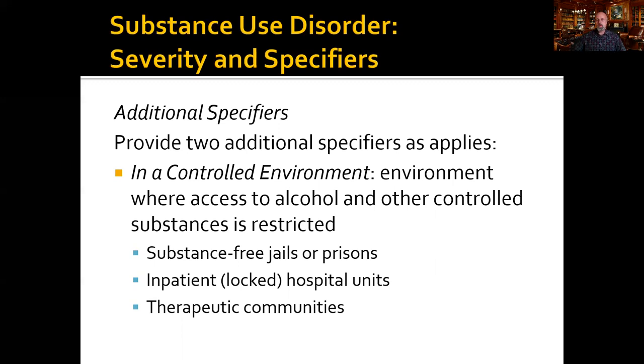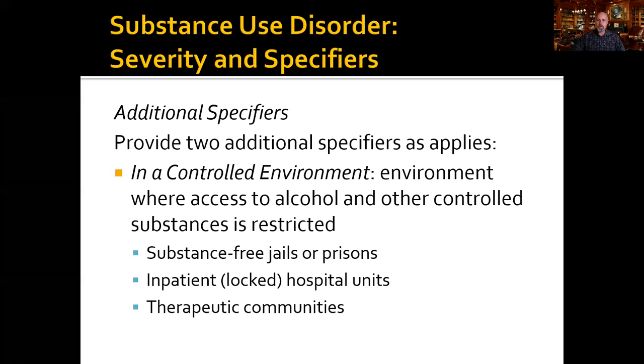A therapeutic community would be a sober living facility in which you are UA'd, daily or regularly or randomly. So they are controlling the use and access to drugs and alcohol. If you bring drugs and alcohol onto the property, then you're kicked out of the sober living. That would be a therapeutic community.